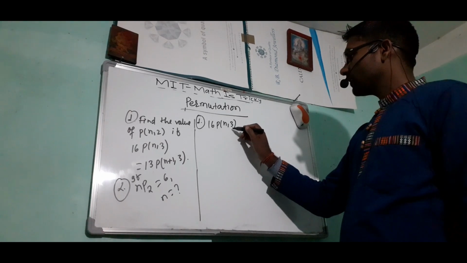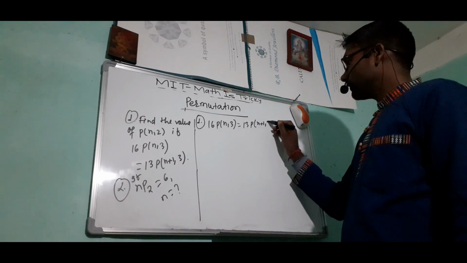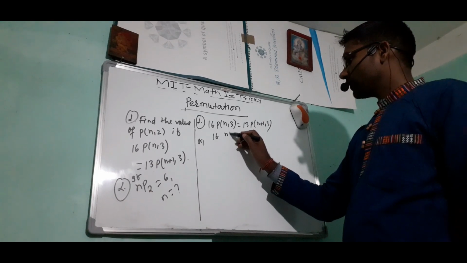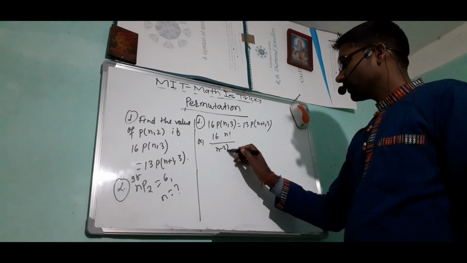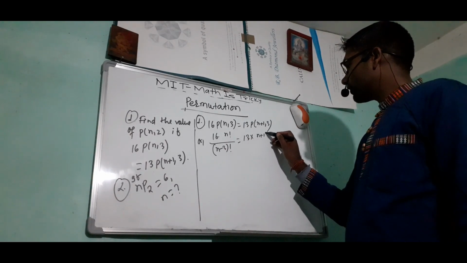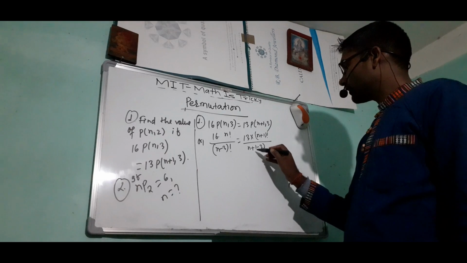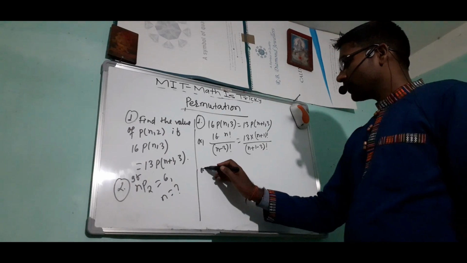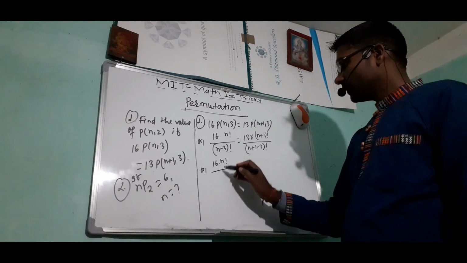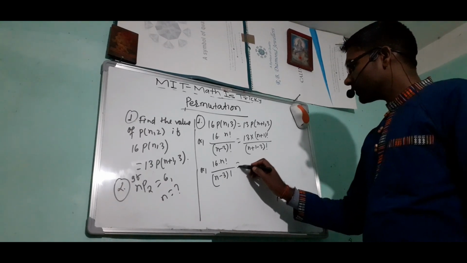And P(n,3) equals 13 P(n+1,3). So let's simplify the formula. 16 times n factorial by (n minus 3) factorial equals 13 times (n plus 1) factorial by, we can write here, (n plus 1 minus 3) factorial. So how can we simplify? 16 n factorial by (n minus 3) factorial. After that you write here 13.